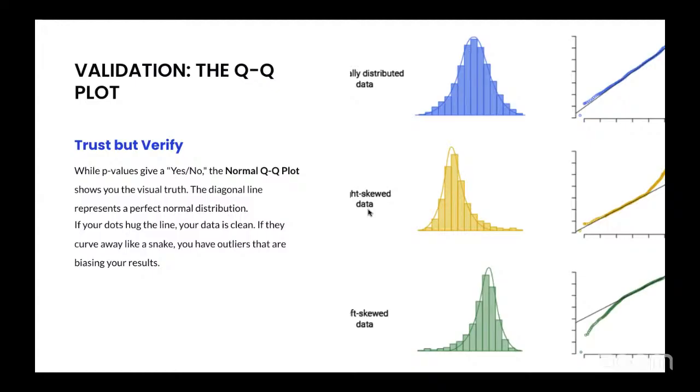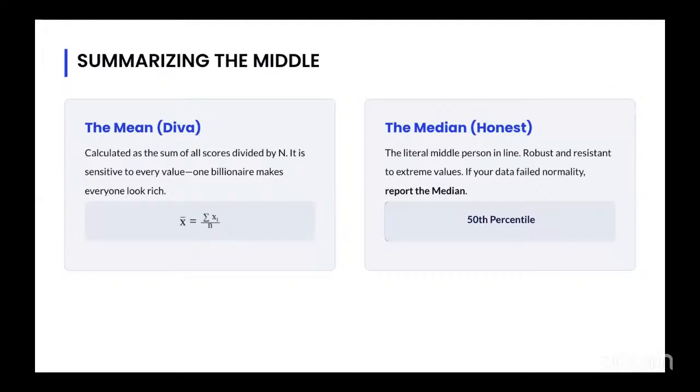So the diagonal line represents a perfect normal distribution. If the dots hug the line, then your data is clean. If they curve away like a snake, I don't know if you could see here, they're going to be skewed. It usually means that you have a few extreme outliers pulling everyone else off track, biasing your results. So this is how we can also double-check our data and how it's aligned.